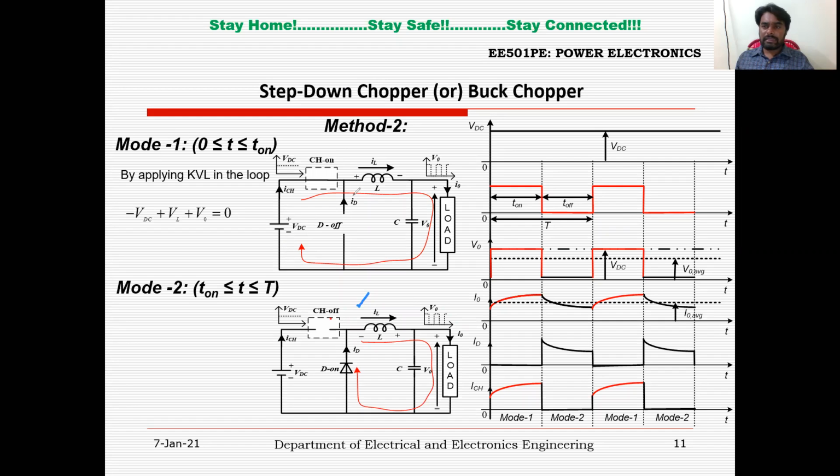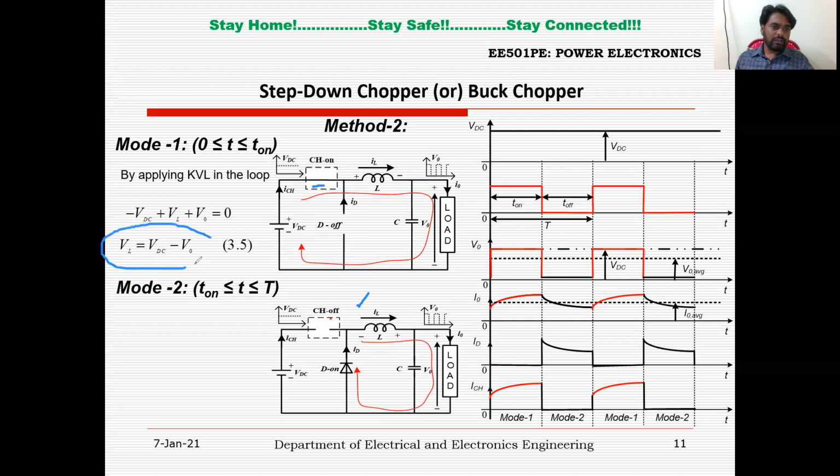Remember that in this analysis we are assuming the diode and the chopper are ideal. So we are not considering the voltage across the chopper and the voltage across the diode during the on condition, which means they are in ideal condition. So I can write minus VDC, there is no drop across it because it is an ideal switch, plus VL, the voltage across the inductor, plus V naught, that equals 0. So from this you can write the voltage across the inductor equals VDC minus V naught.